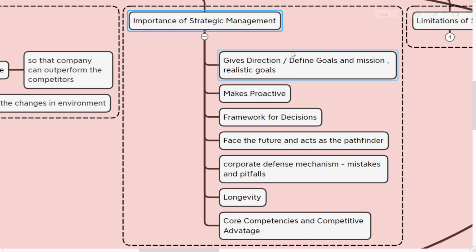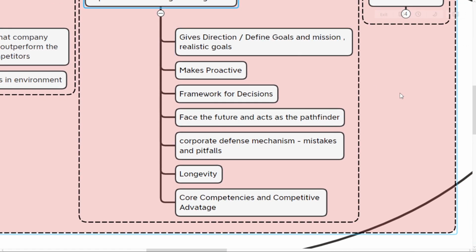Importance of strategic management: gives direction, defines goals and mission, and realistic goals. Strategic management gives a direction to the company to move ahead. It helps define the goals and mission. It helps management to define realistic objectives and goals which are in line with the mission of the company. Makes proactive. Strategic management helps organizations to be proactive instead of reactive in shaping its future. Organizations are able to analyze and take actions instead of being mere spectators. Thereby, they are able to control their own destiny in a better manner.